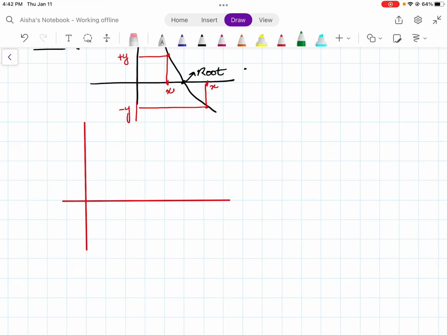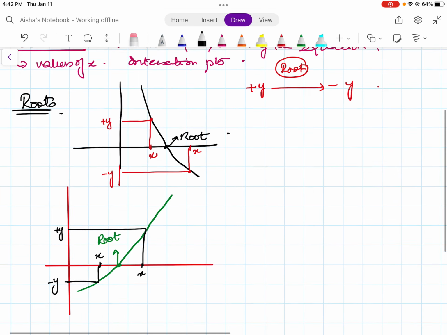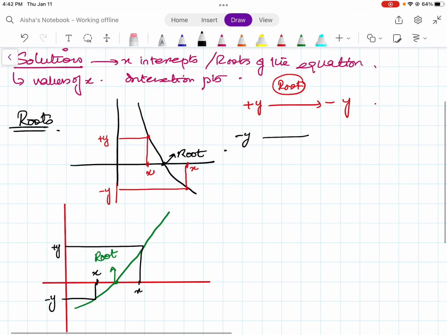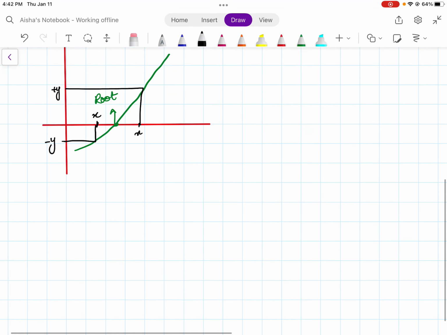If this is the graph and this is the root, if I take the value prior to the root, negative y, if I take a value of x after the root, positive y. So if y goes from minus y to plus y, can I again say that the root lies in between? Now, we need to understand what is iterative formula.